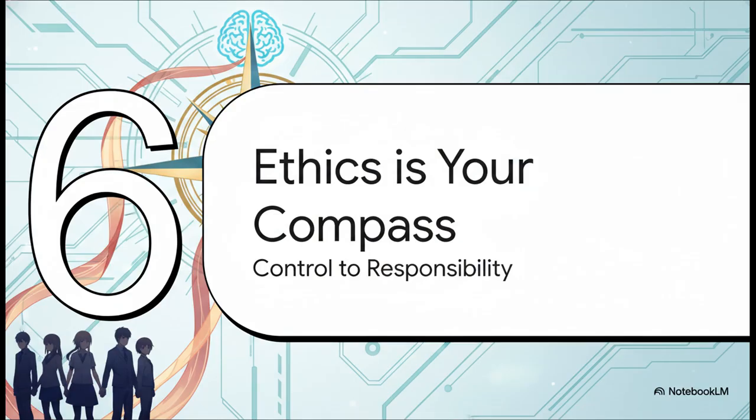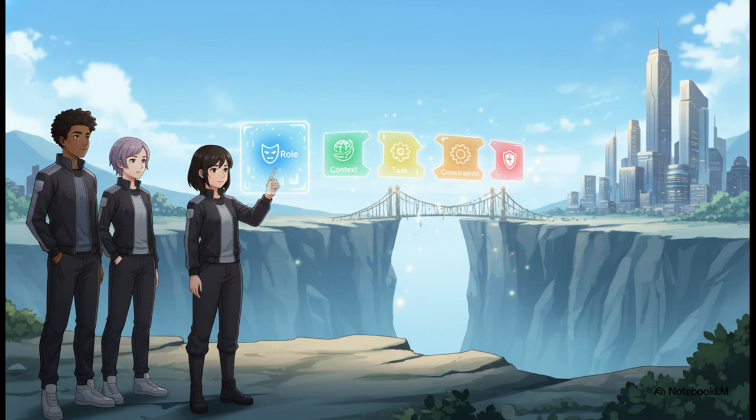Now that you have the blueprint for control, we have to talk about the most important piece of the puzzle. Because as soon as you have control, you also have responsibility. And this is where ethics becomes your compass. And here's where it all clicks together. Remember that dangerous distance we talked about at the beginning? Well, using a structured prompt, defining the role, context, task, and constraints, that is the single best way to close that gap. Good, clear prompting isn't just a technical skill, it's actually an ethical practice.